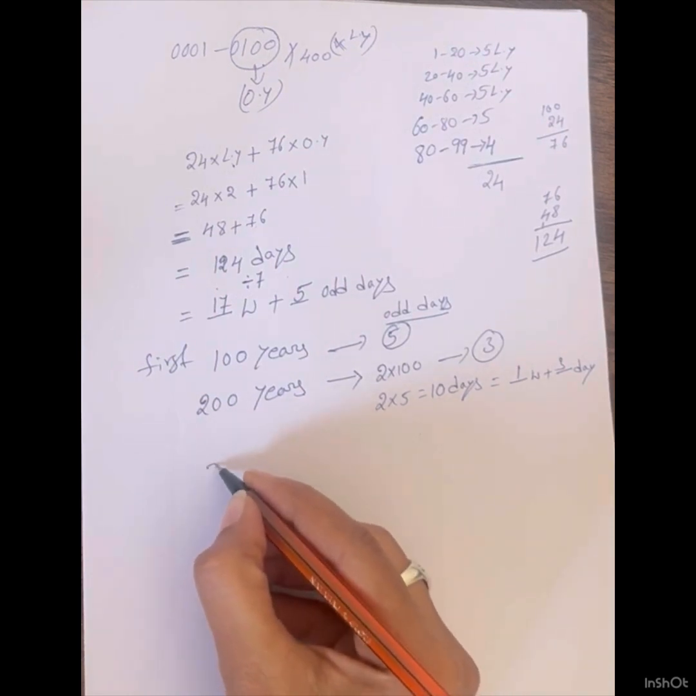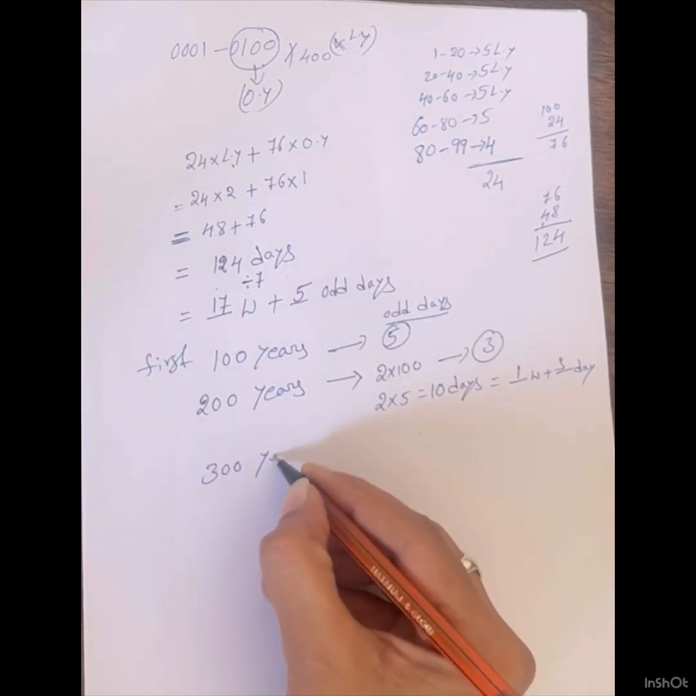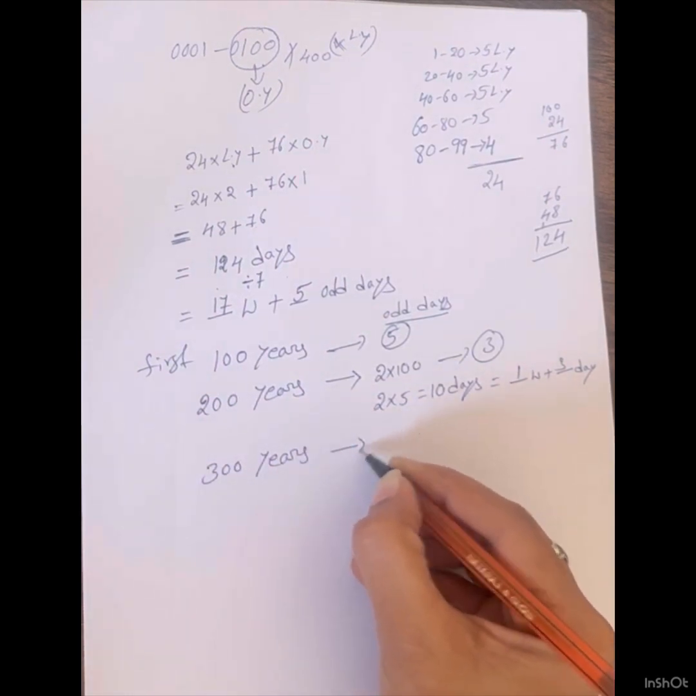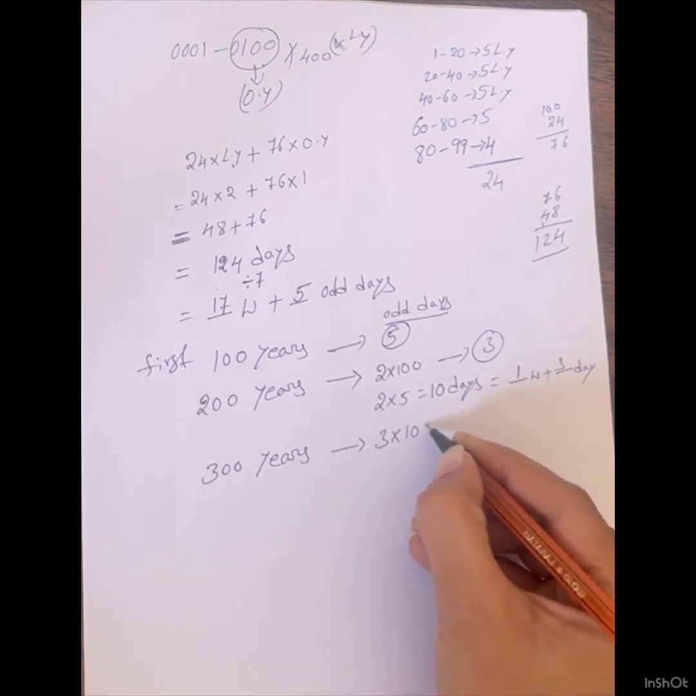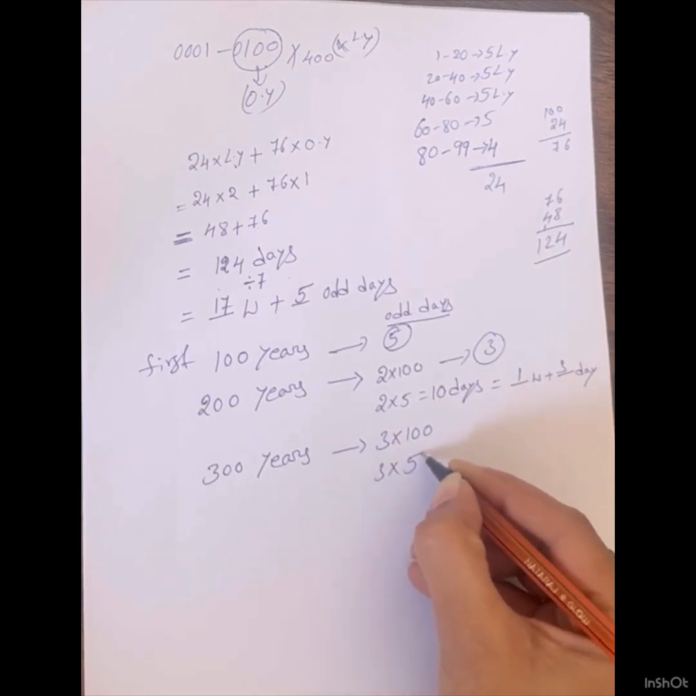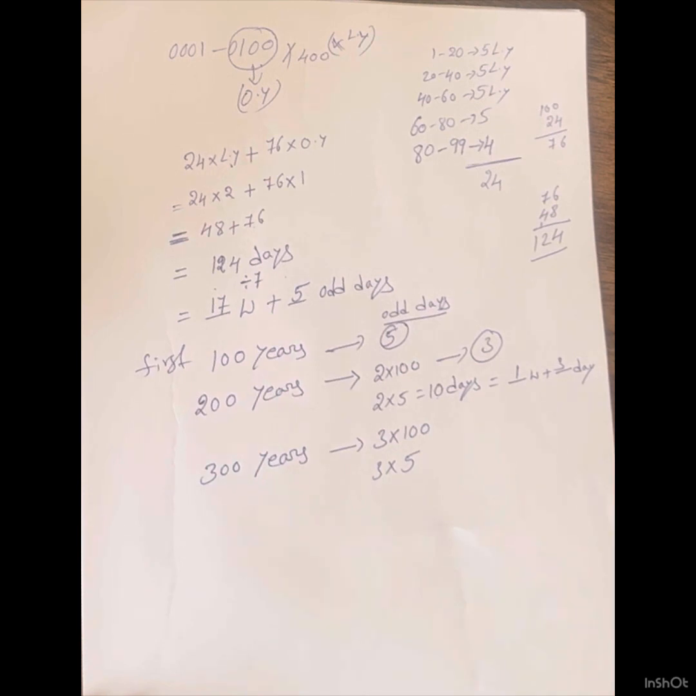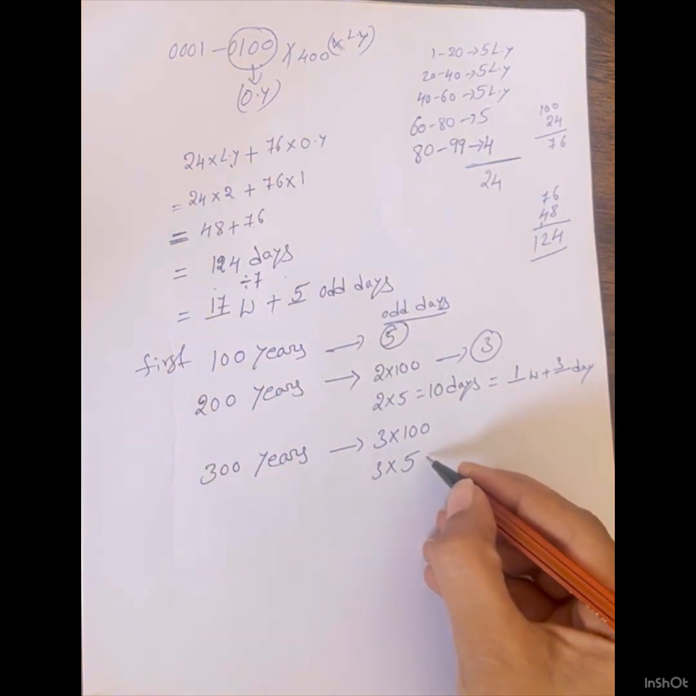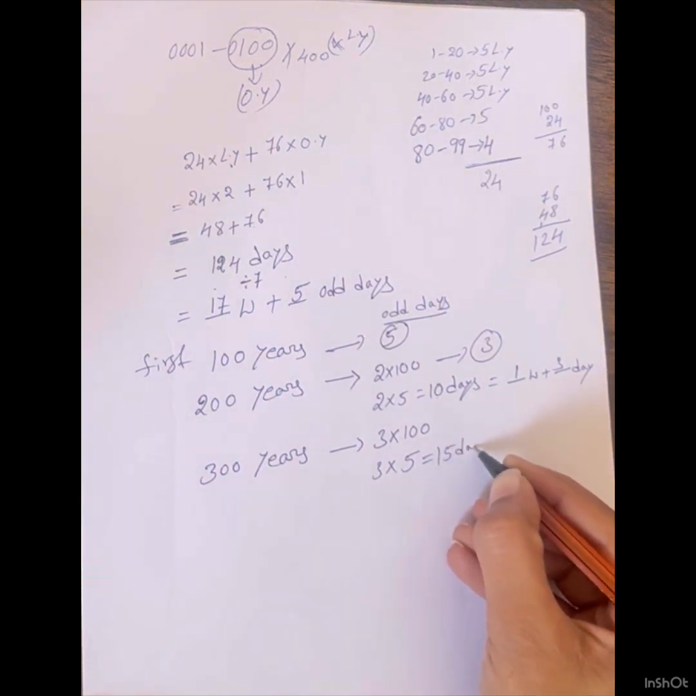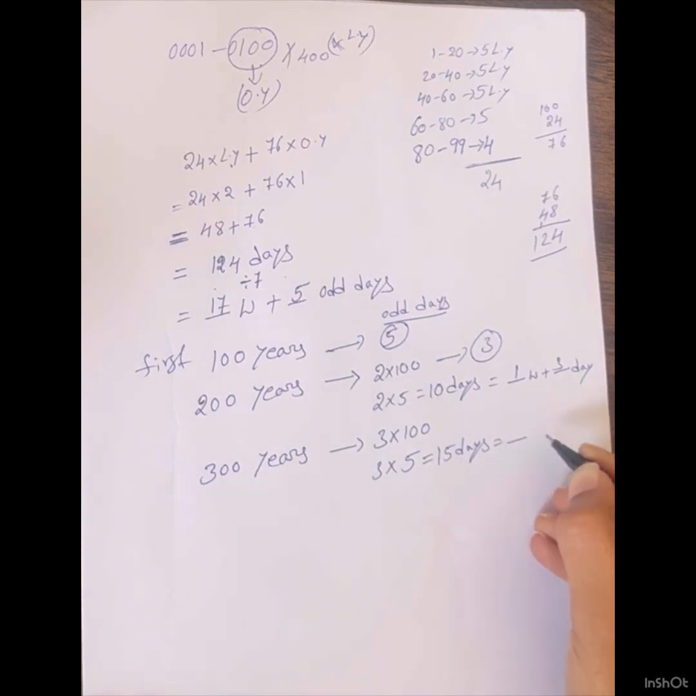Okay, coming to next, 300. 300 years can be written as 3 into 100. So 3 into, for 100 already 5 odd days are there. So substitute here, you get 15 days. Okay, now write these 15 days as some weeks plus some days.